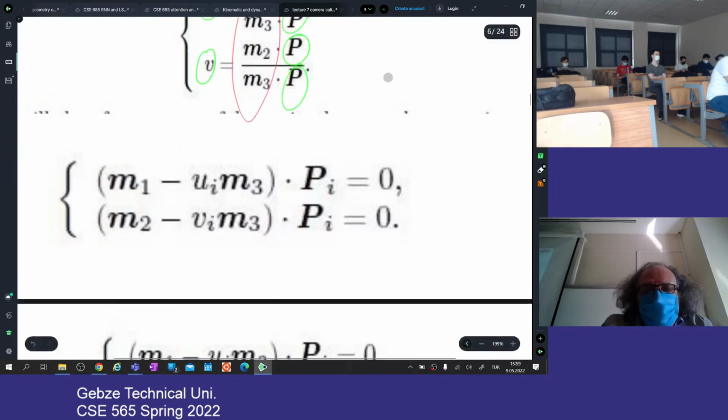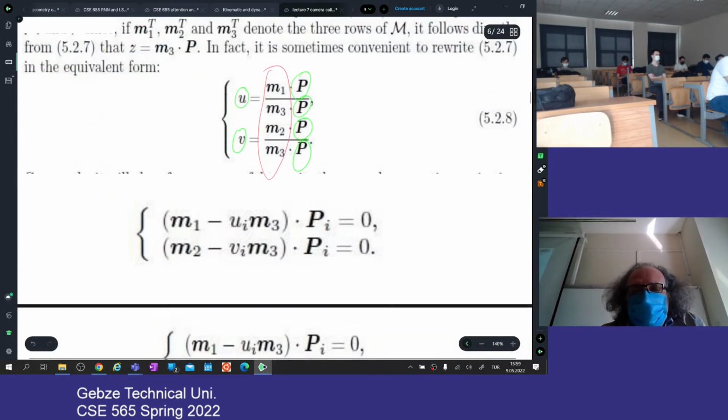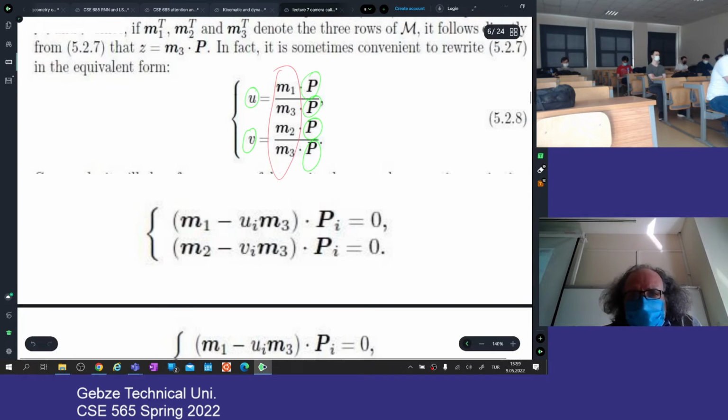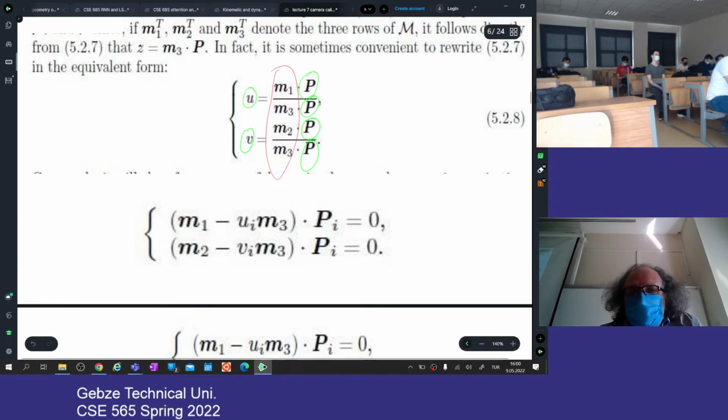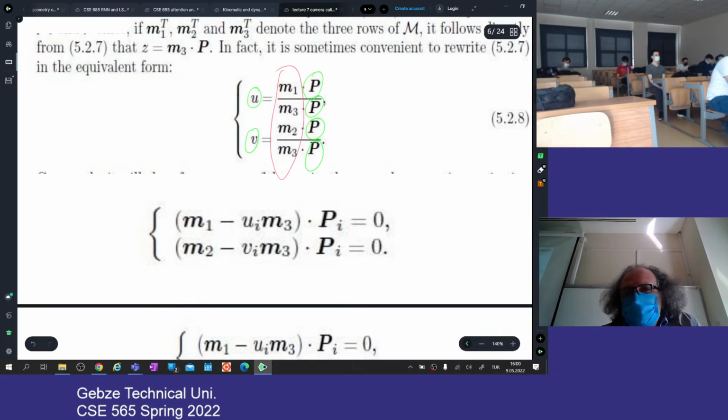So let's do some algebraic procedures. For each of those, I can write these, right? M1 minus UI M3 times PI is equal to 0. You understand that, right?